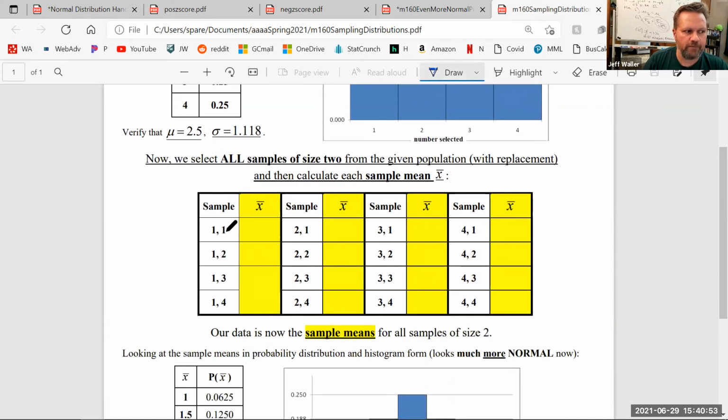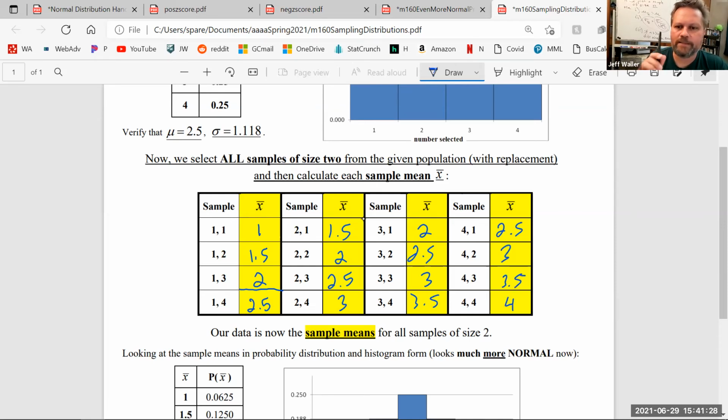What's the average of this sample? 1. Keep going. So are you with us? That's 2, right? There's a nice pattern that happens here. This will be 1.5, and then you go up by half each time. You can check me on this, by the way. And then it's going to be 2 and 2.5 and 3 and 3.5. And then it's going to be 2.5 and 3 and 3.5 and 4.